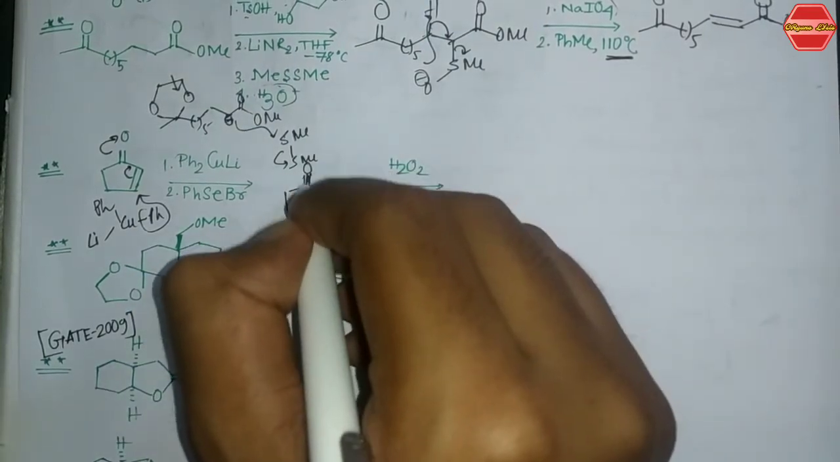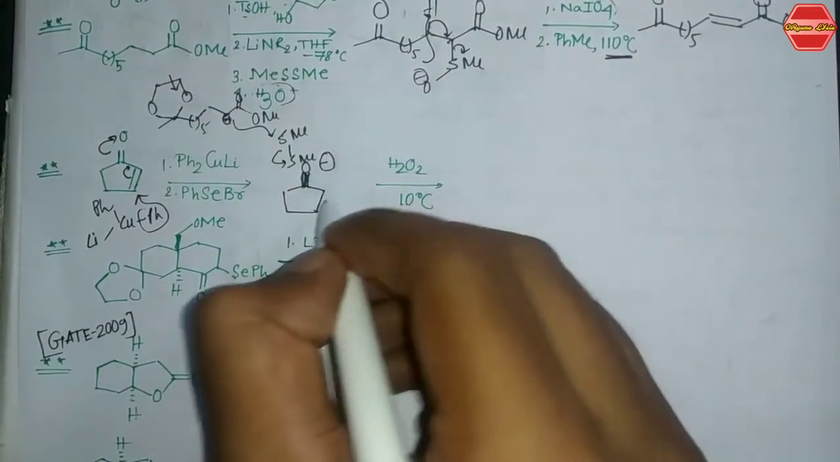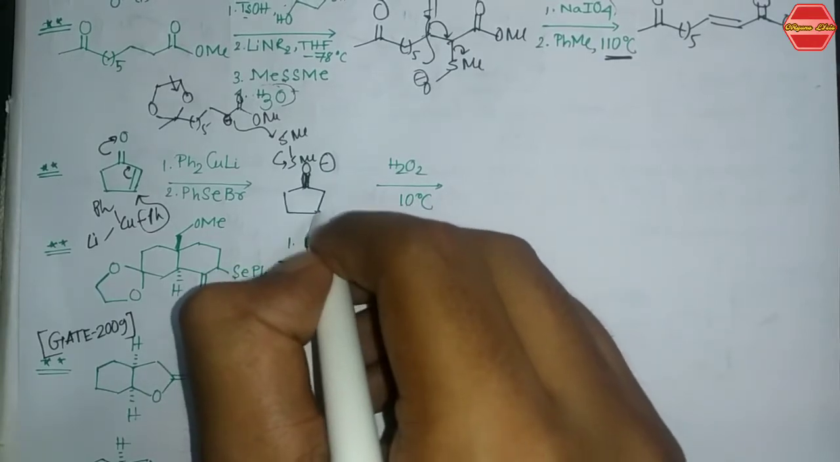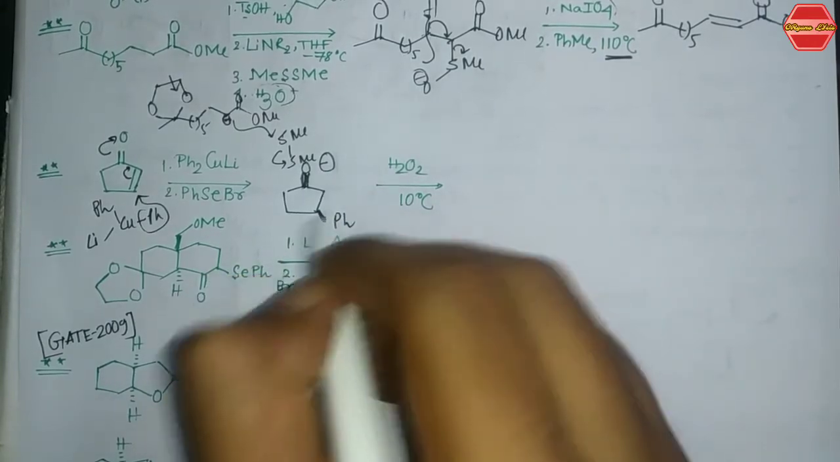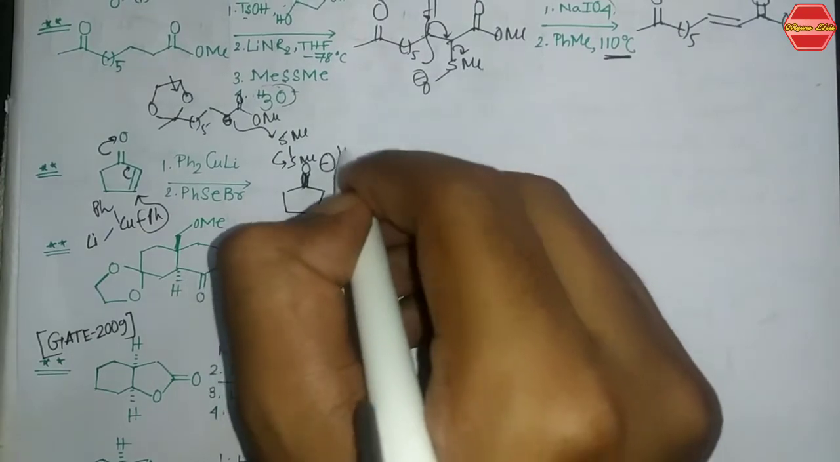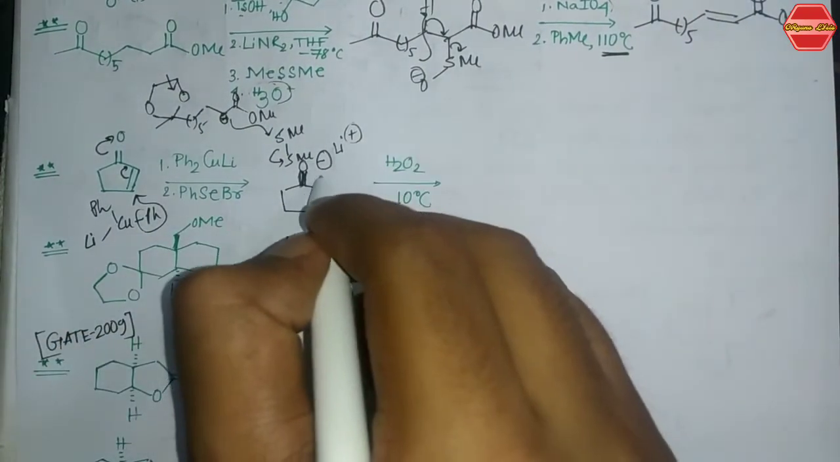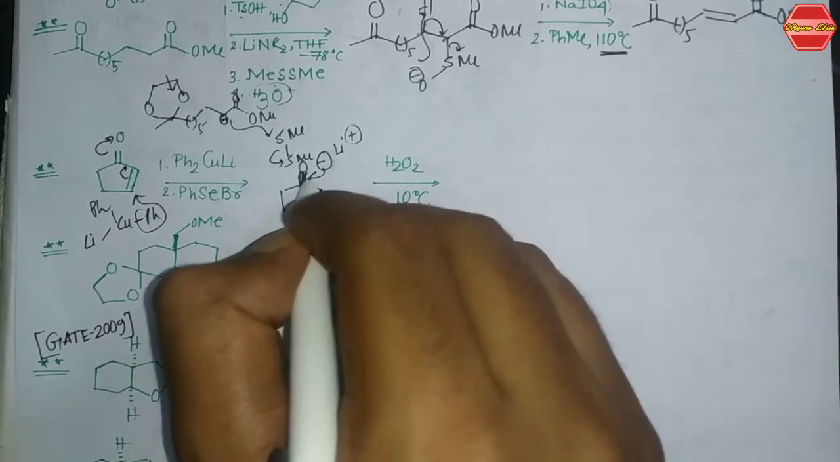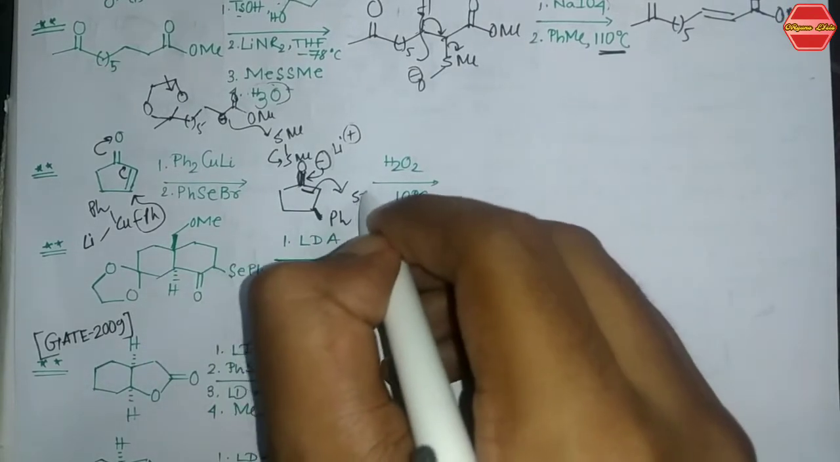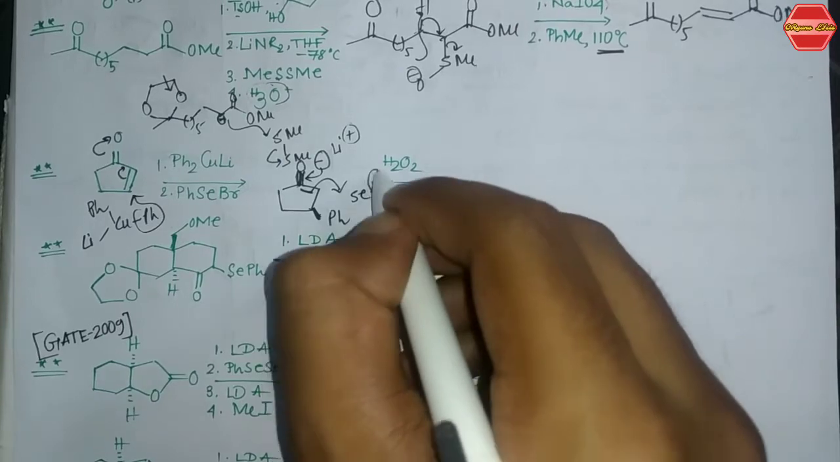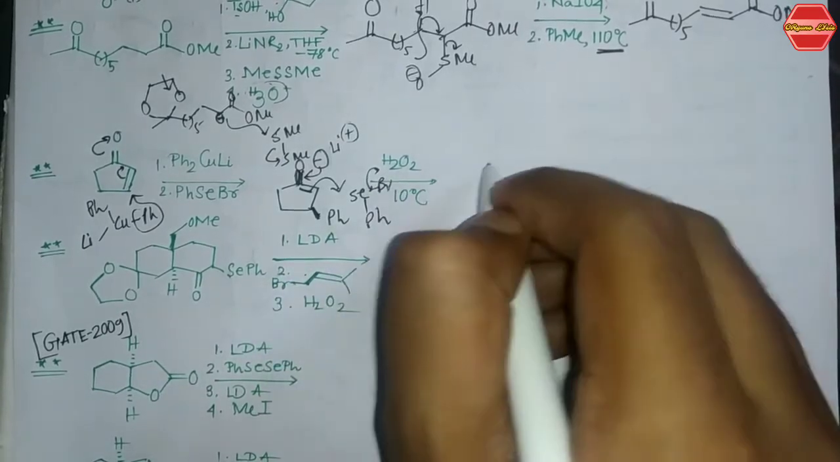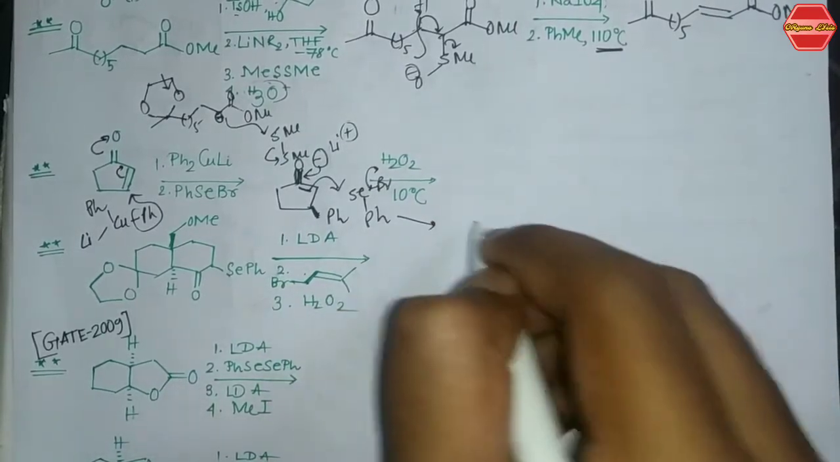Sorry, this is your O minus, and the PhSe is attacking from below the plane, right? So this is O minus Li plus, and you are given this PhSeBr, so it will go back to here, and this will attack on selenium, and the Br will leave from the system, so the final product you are getting from here is this one.